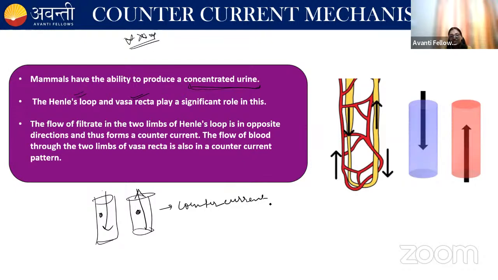Counter current generally develops between the two limbs of the vasa recta, the two limbs of the loop of Henle, and also between the limbs of vasa recta and the limbs of loop of Henle, because they are present in close proximity. This is the vasa recta, and this is the loop of Henle. The vasa recta is a U-shaped network of blood vessels around the loop of Henle.